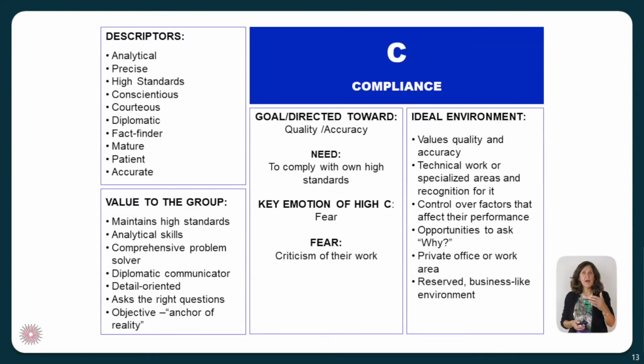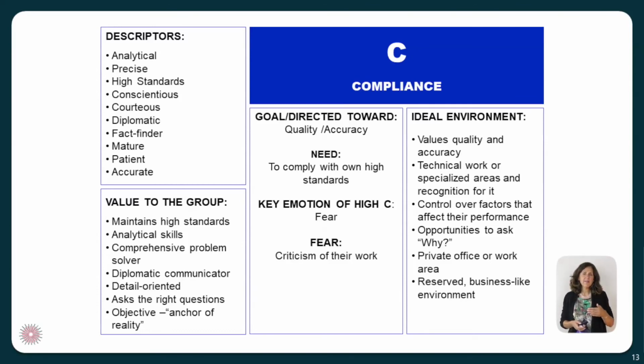The goal for a high C is quality. They are always looking for the highest standards of performance, and they hold themselves as well as everyone else to that standard. Their need is to comply with that high standard of quality and to have everyone around them do the same. The key emotion of a C is fear. Let me explain what that means.